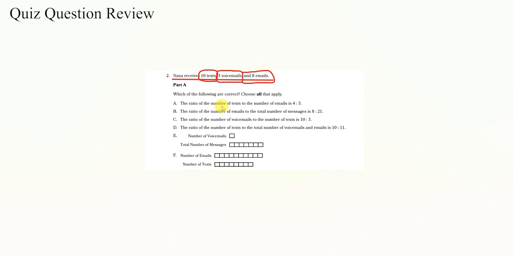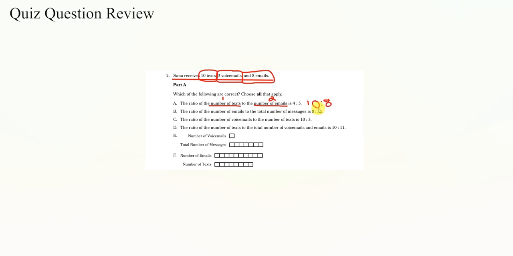So the ratio of the number of texts to the number of emails is 4 to 5. So we want to look at the number of texts first. Then we want to look at the number of emails second. All right, the number of texts is 10. So I'm going to write 10 over here, then use my colon. Number of emails. How many emails? 8.